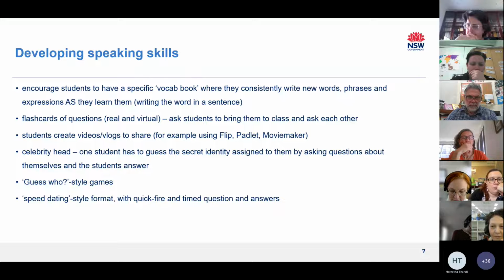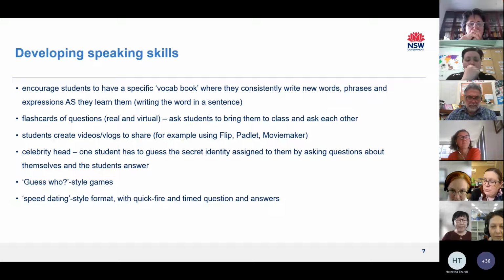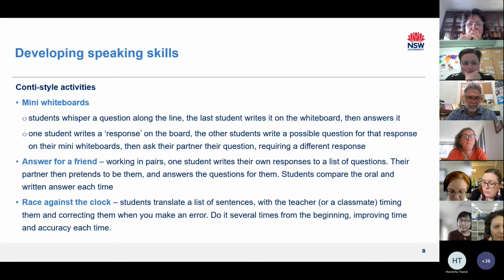Celebrity Head. One student has to guess the secret identity assigned to them by asking questions about themselves and the student's answer. Guess Who style games. Speed dating style format with quick fire and timed question and answers. And these ideas are based on the work of Gianfranco Conti.